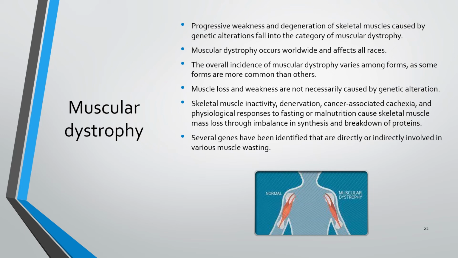There are several types of muscular dystrophy. There's one called Duchenne's type, which is the most common. It mostly impacts males more than females. It is a progressive weakness and degeneration of skeletal muscles. It impacts all races. It's not just necessarily one race over another.